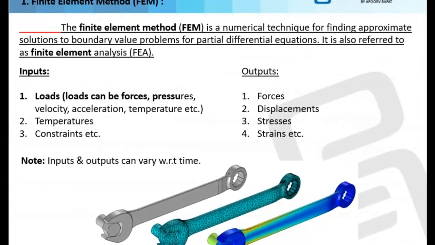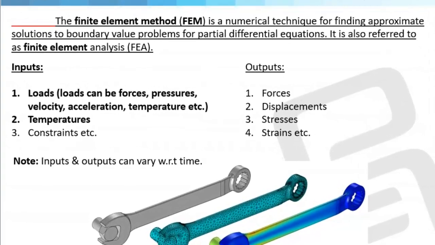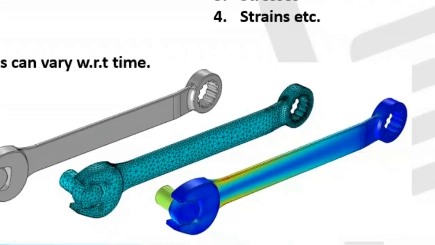The inputs which you can use for finite element methods are loads like forces, pressure, velocity, etc., temperatures, constraints. The inputs and outputs in finite element method can vary with respect to time. The outputs you can get from finite element methods are forces, displacement, stresses and strain. So we are going to discuss finite element method in detail in session 2.